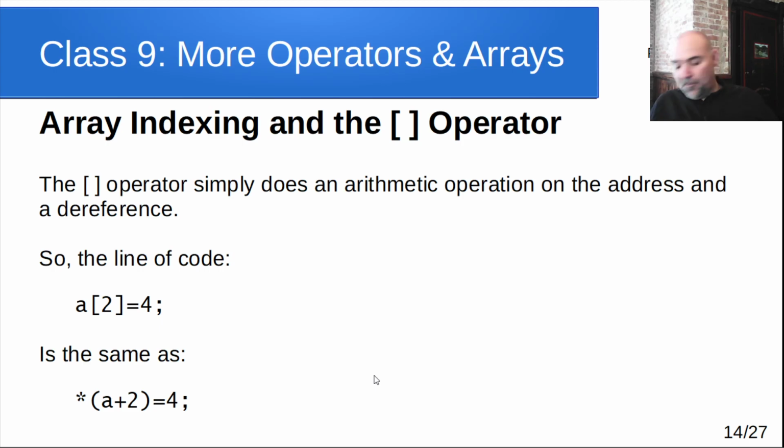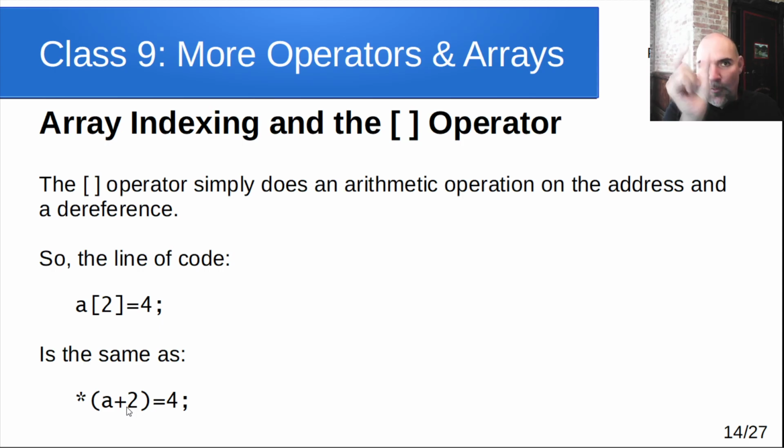All right, so let's circle back. We said this earlier, but I want to spend a little more time on this whole concept of that square bracket operator for array indexing. The square bracket operator really just does an arithmetic operation on the address that was given by the name of the array by itself, and then it dereferences that. So in other words, this line of code, A[2] = 4, is the same thing as if I took this address of A and went 2 positions past that, of whatever type this is. So if this was an integer, we'd move 2 integer blocks past that.